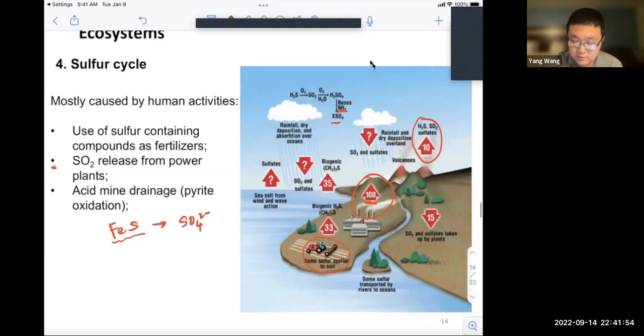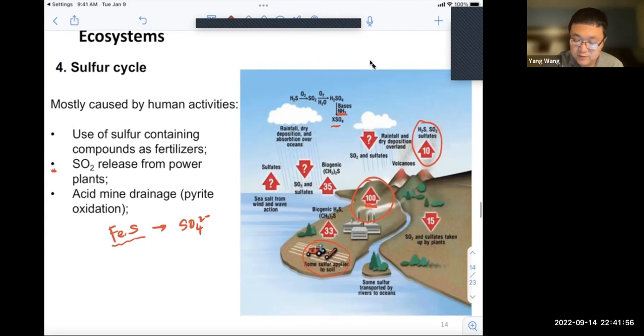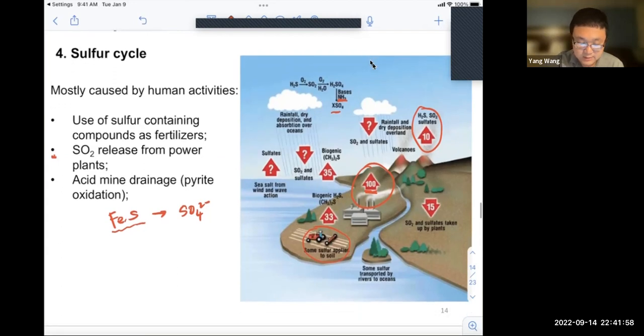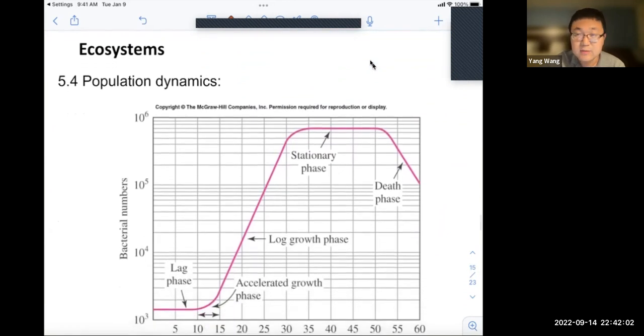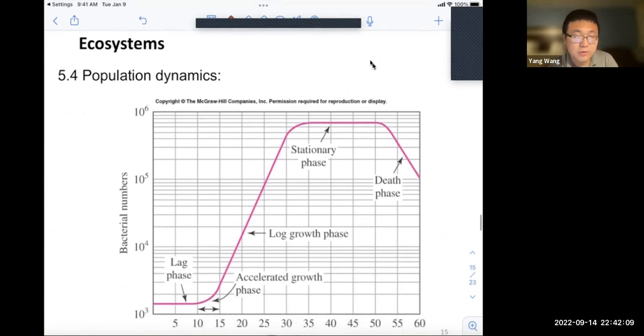Okay, so these are the four major cycles of the ecosystem, right? And then we can talk about the population dynamics. You can see that these definitions are gone through pretty quickly, since they don't require a lot of engineering understanding, so we'll just try to quickly go over that. And if you have questions, you can go through the reading, and also you can talk to me.